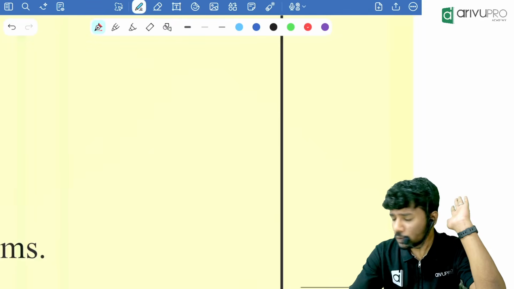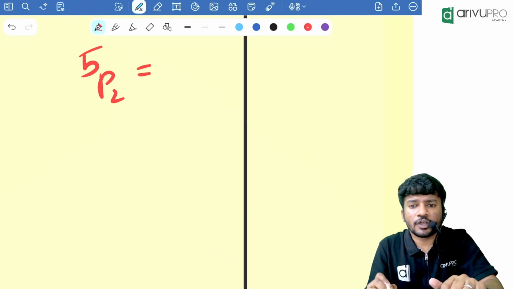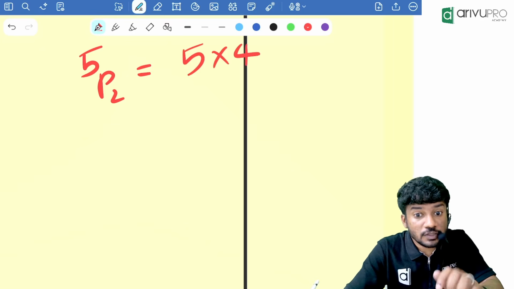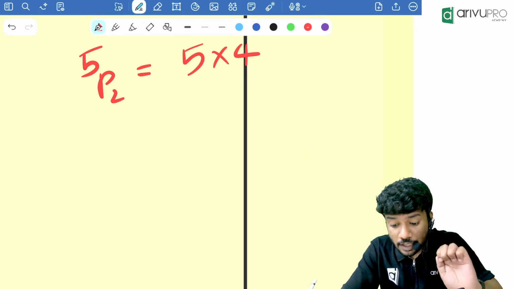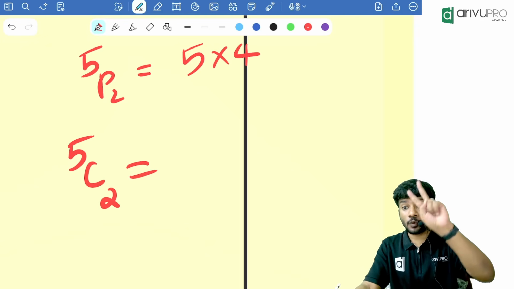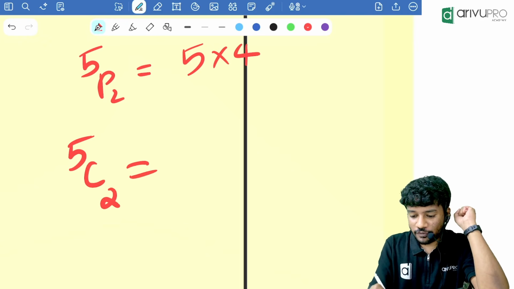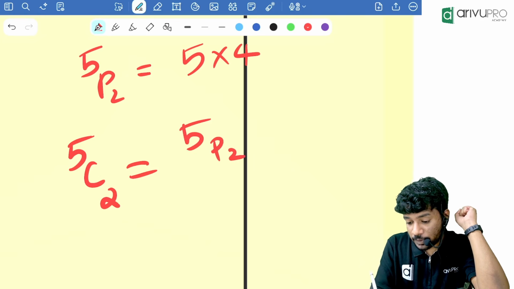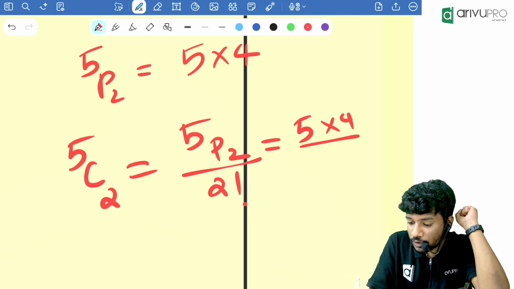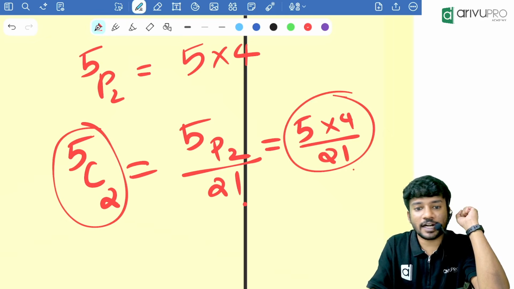Now look here. What was 5P2? Do you remember from last day? What was 5P2? 5 into 4. That was our permutation. Now I am connecting it to combination. 5C2, combination: 2 items taken from 5 items. Now how will you write that? I told you the formula: 5P2 divided by 2 factorial. So 5C2 is 5 into 4 divided by 2 factorial.